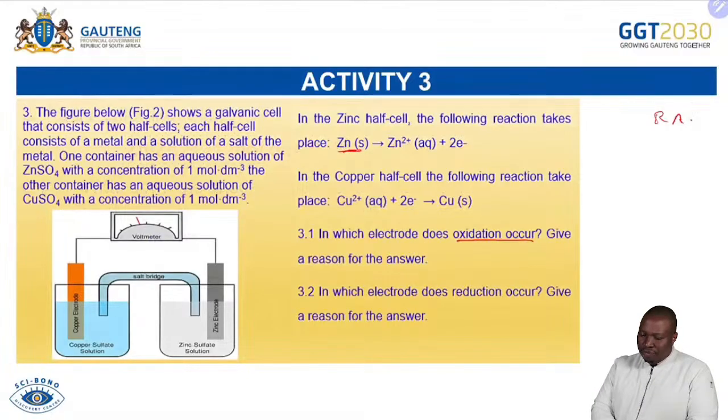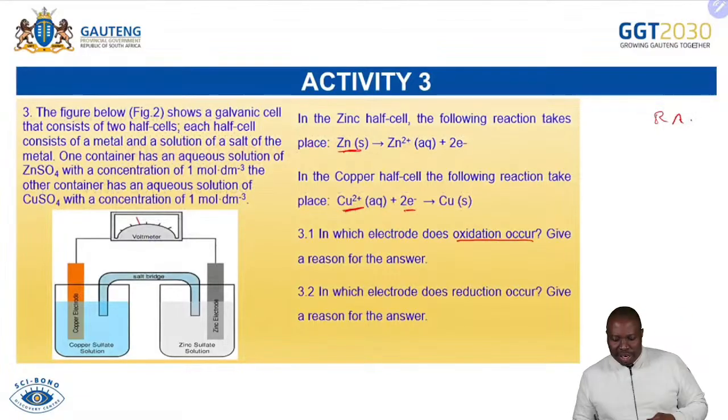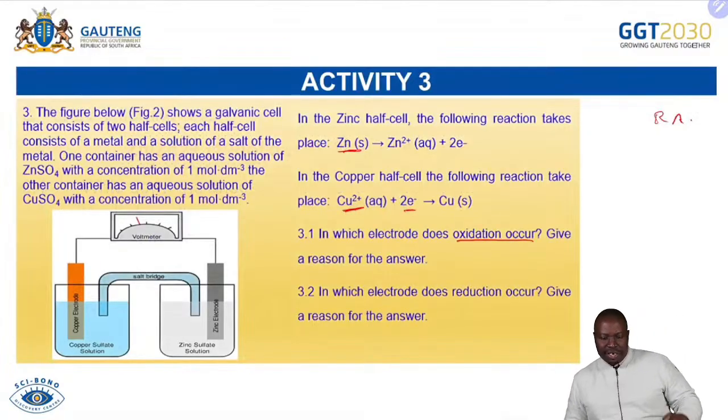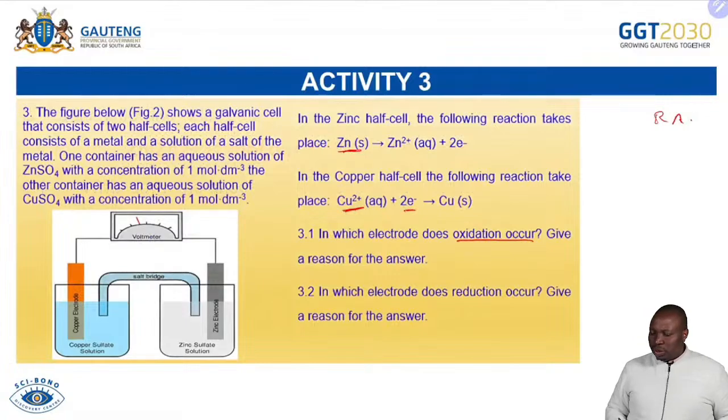And in terms of this one, copper 2 plus is gaining electrons. Definitely this one must be a stronger oxidizing agent. So the reactant is a stronger reducing agent, and we know the reducing agents are on the left of the table, and the stronger oxidizing agent. So you are able to answer those questions.